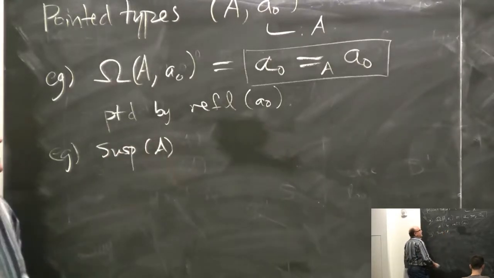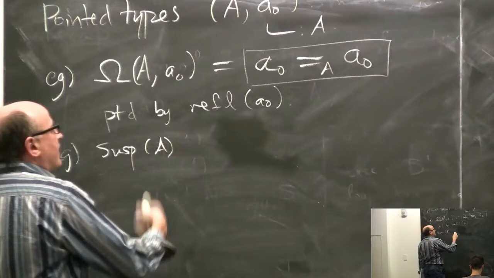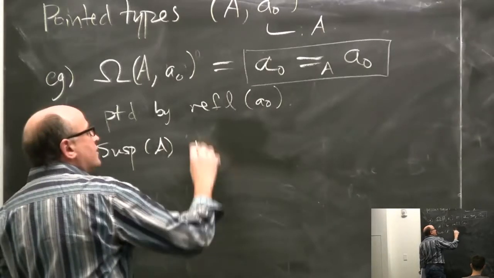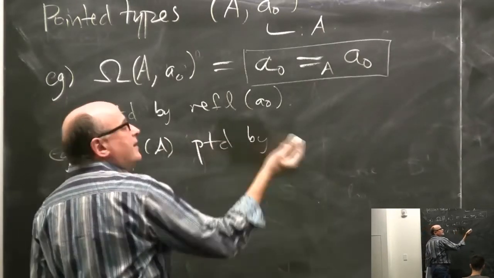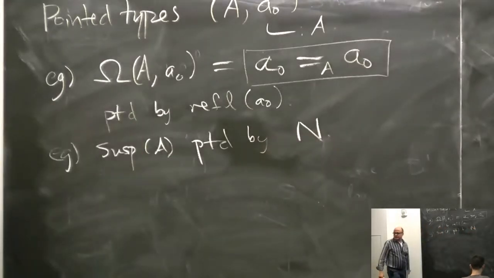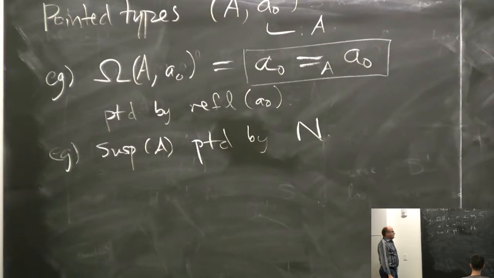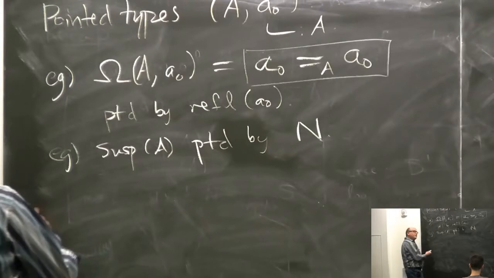Another example would be if I take the suspension of A. Regardless of what A is, it's also pointed, and here it's an arbitrary choice, but I'll just say that north is the base point of the suspension. Of course, I could just as well have chosen south, and then everything would have to be changed accordingly, but let me not do that.